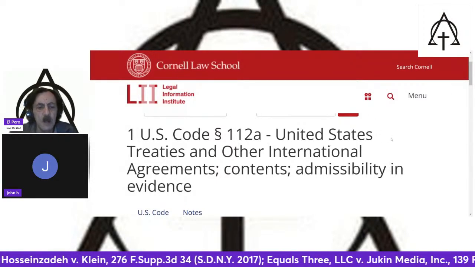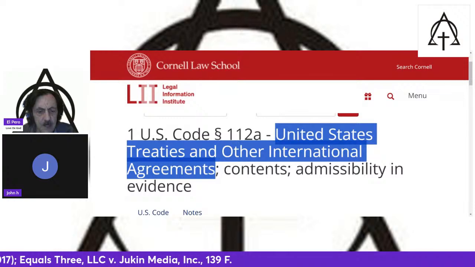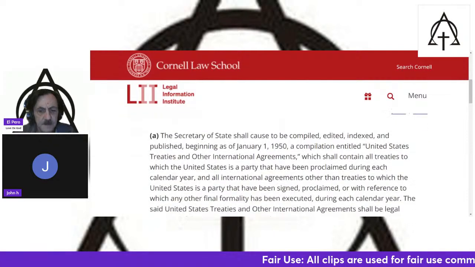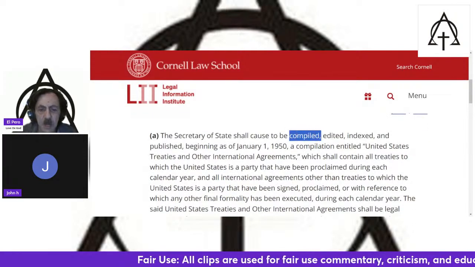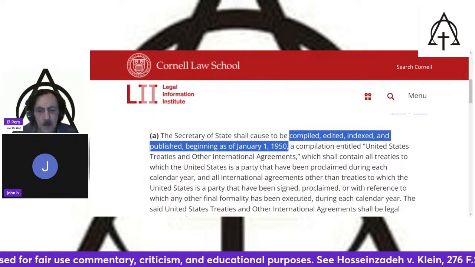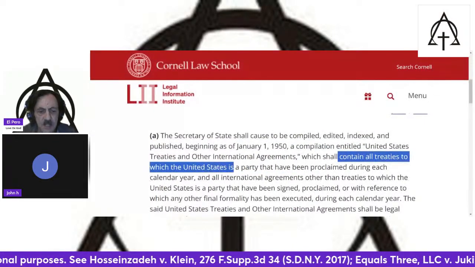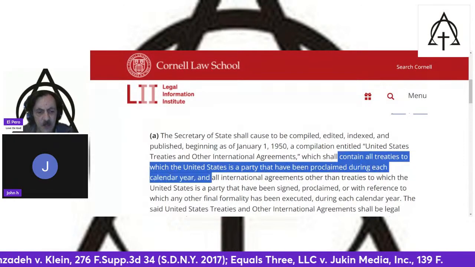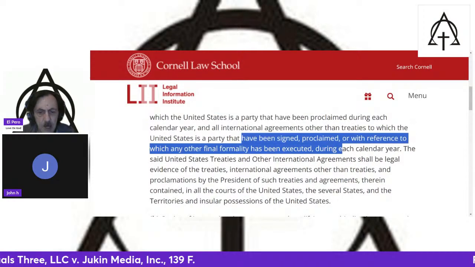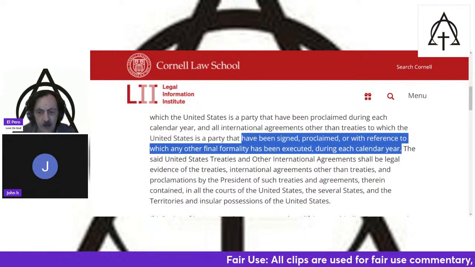The next one says 1 U.S. Code 112a, United States treaties and other international agreements, contents, admissibility in evidence. Secretary of State shall cause to be compiled, edited, indexed, and published beginning as of January 1st, 1950, a compilation entitled United States Treaties and Other International Agreements, which shall contain all treaties to which the United States is a party that have been proclaimed during each calendar year, and all international agreements other than treaties to which the United States is a party that have been signed, proclaimed, or with reference to which any other final formality has been executed during each calendar year.